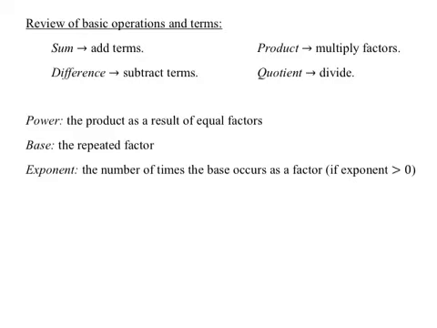So just to review the basic operations in some terms, sum is when we're adding two things together. Product is when we're multiplying two things together. Difference is when we're subtracting two terms, and quotient is when we're dividing two terms.